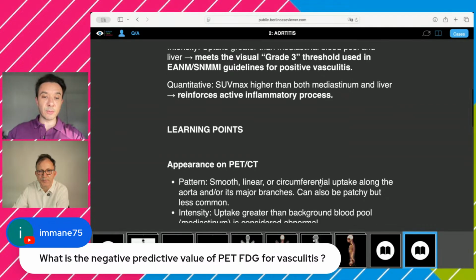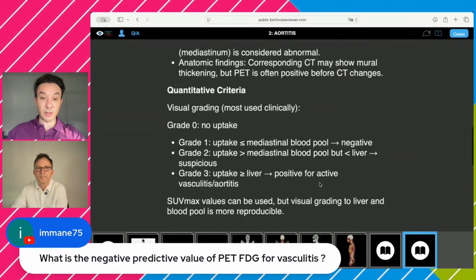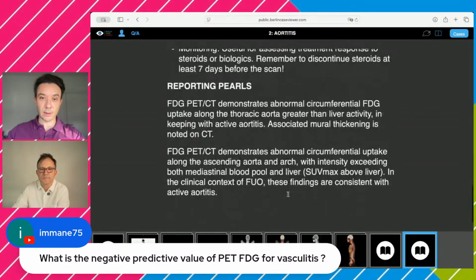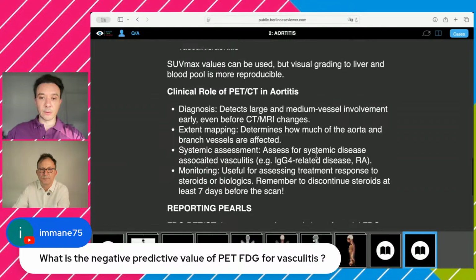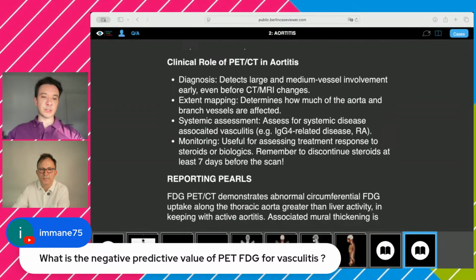Yes, and you need to make sure that the patient is not under cortisone or steroid therapy, because some of these patients, even though they don't have a diagnosis, the physicians start them on steroid therapy and they get better. So they send them for a PET scan after starting the steroids. If they are on steroids, you can end up with a false negative scan. So you need to stop the steroids for at least 7 days before doing the scan.